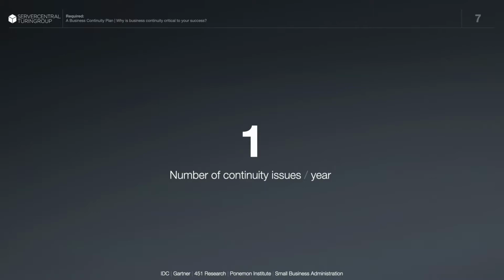Now, this data comes from a number of sources, IDC, Gartner, 451, Ponemon Institute, Small Business Administration, as well as a host of the primary research that we execute. But what's important to note here is that no one is immune to this. It's going to happen, so you do need to be prepared. And knowing that you are going to have at least one continuity issue per year means you probably do want to have that plan in place, because the repercussions of not having that plan ready are pretty significant, and we'll show you exactly how significant as we go through this discussion.